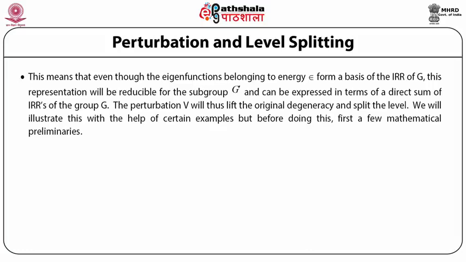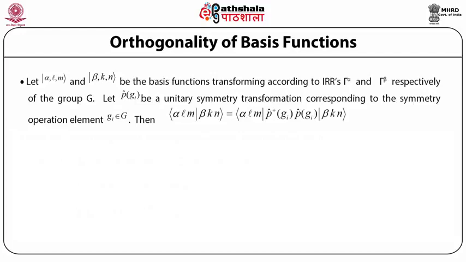We will illustrate this with the help of certain examples, but before that, a few mathematical preliminaries. Let alpha Lm and beta Km be the basis functions transforming according to the irreducible representations gamma alpha and gamma beta respectively of the group G. Let P hat(Gi) be a unitary symmetry transformation corresponding to the symmetry operation element Gi belonging to the group G. Then the scalar product of these basis functions alpha Lm and beta Kn is equal to alpha Lm P hat dagger(Gi) into P hat(Gi) beta Kn. Thus the left hand side is independent of the group element.